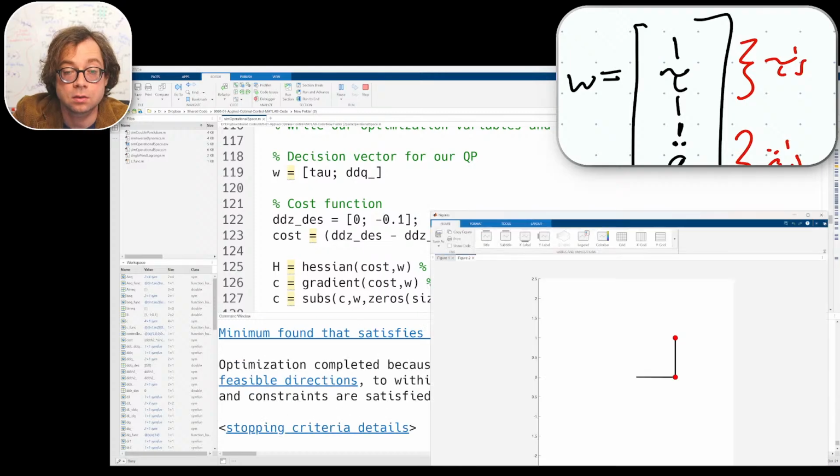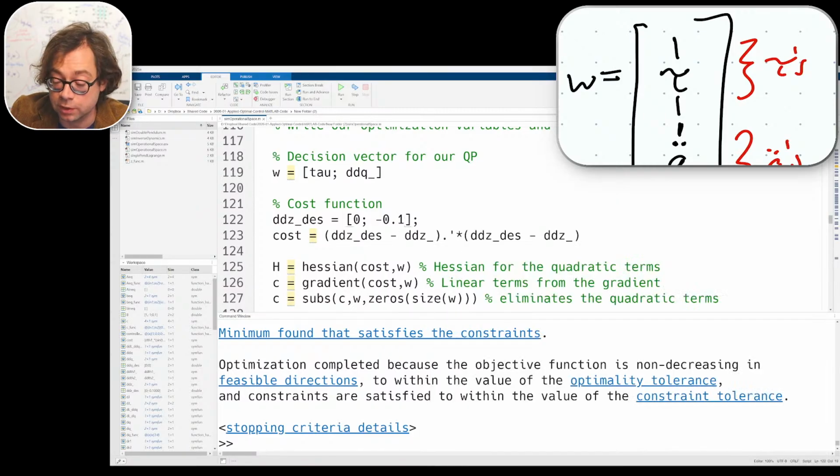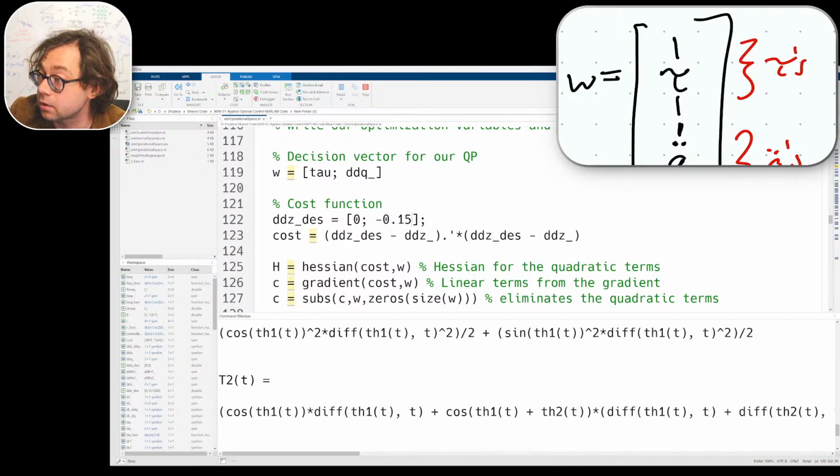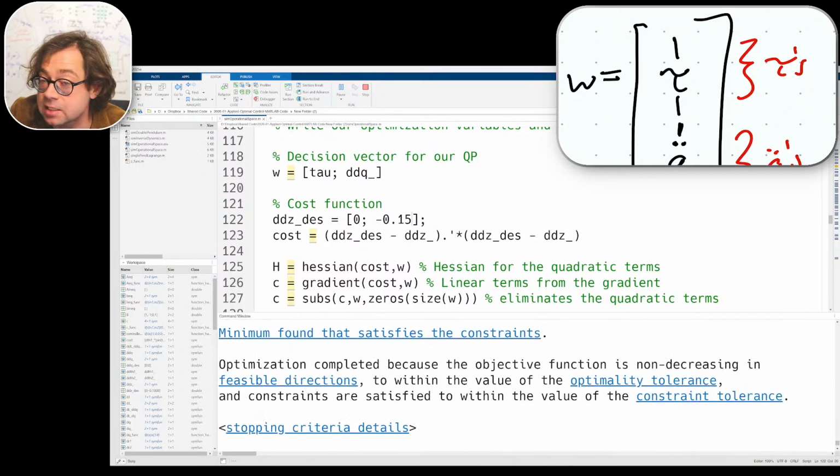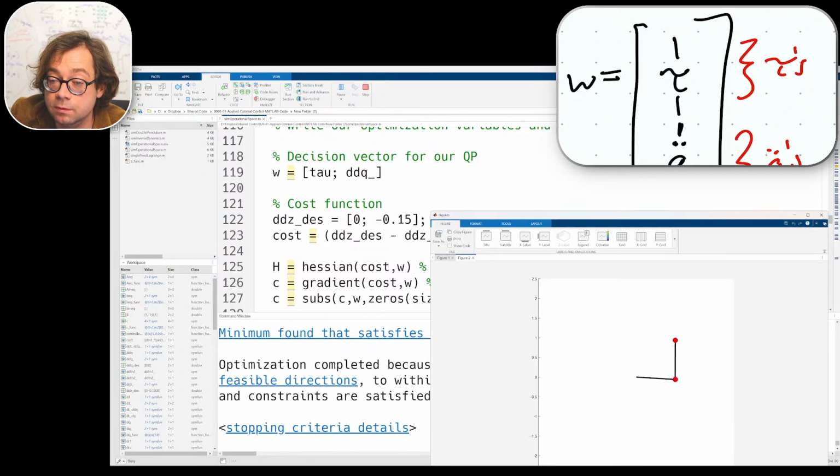Running it all. Look at it go. It's moving that thing straight down. Did you see that? It did. Let's make it move slightly faster because we don't want to go too far. I'm running it again. I changed DDZ desired. So now it's just moving straight down. Look, it even bends the elbow and it looks straight down.